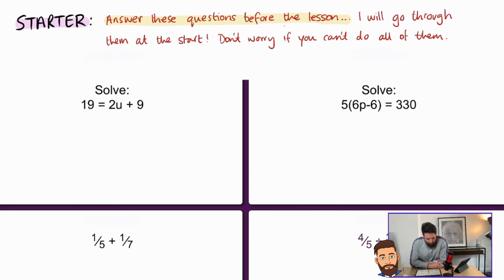Welcome to today's lesson on ratio. I hope you will manage to download the worksheets and print them off okay, and also have a go at some of these questions on the starter page. We will start by going through these.